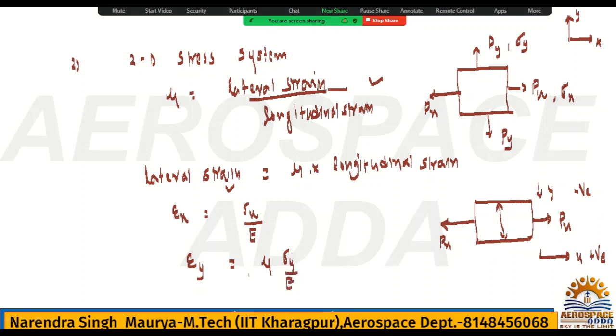But what will be the value here? It will be negative. Why? Because it's the tensile load. So in y direction it will be elongated. So this will be because of the x.